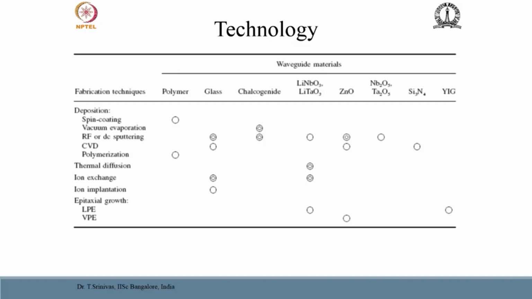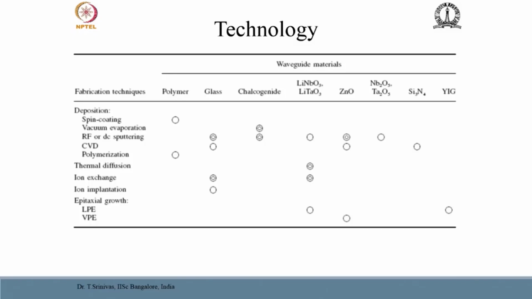So, this is a brief review of the technology that is used in the fabrication of these devices. I am showing the various waveguide materials like polymers, glass, crystals, then of course the silicon and the magnetic materials and so on and so forth.